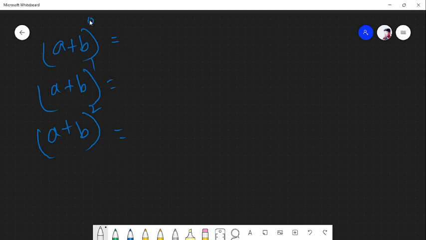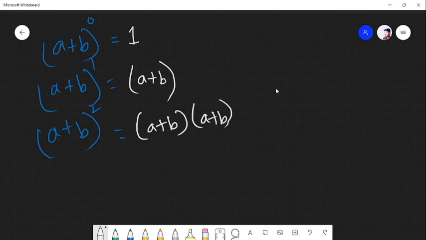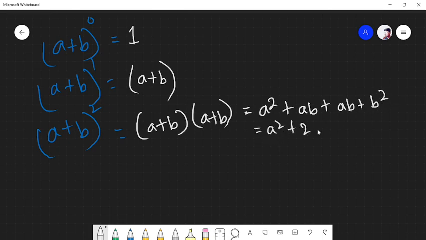So a plus b to the power 0 is 1. Anything to the power 0 is 1. And a plus b to the power 1 is just a plus b. And a plus b squared is a plus b into a plus b. And we need to multiply it to find the result, which is a squared plus ab plus ab plus b squared, which is a squared plus 2ab plus b squared.